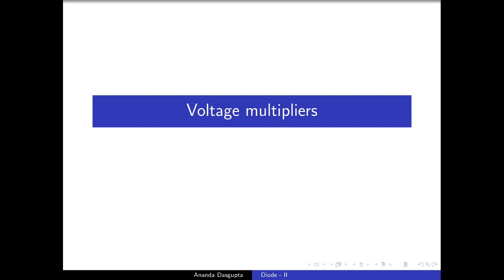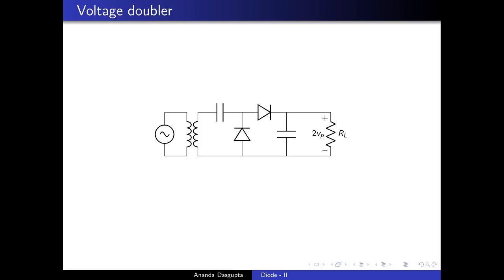Here what we are going to do is use the rectifier diodes again in a circuit, and we are going to use them to multiply output voltages. So let's see our first choice. The first choice here is what is called a voltage doubler. So what is a voltage doubler? It's simply a circuit which doubles the input voltage peak. So it gives a DC output which is twice the input voltage peak.